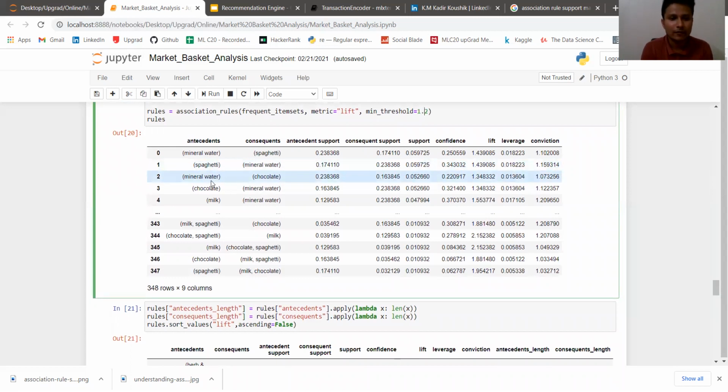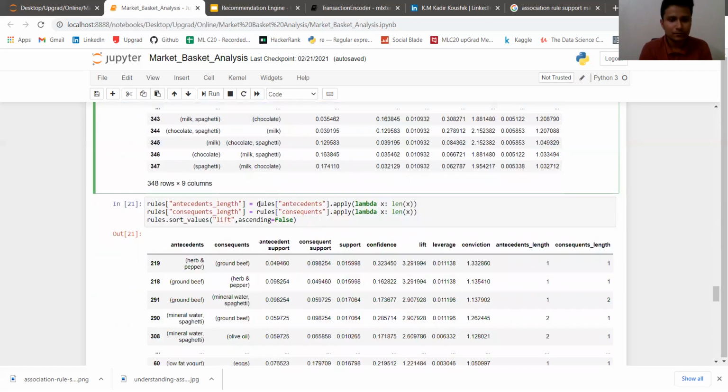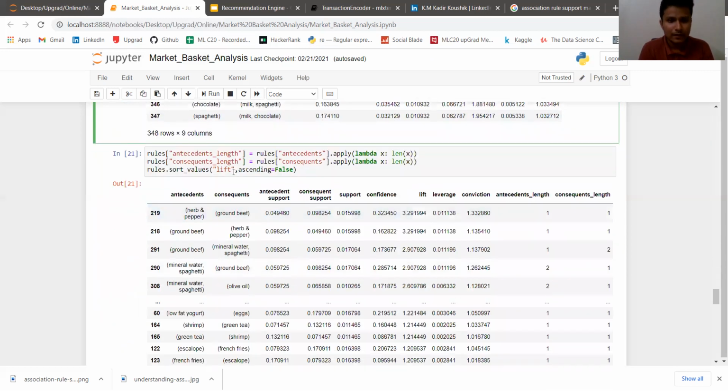Here's how we find it. If we buy mineral water, which has an antecedent support of 20% and a consequent support of 16%, there's a high chance. With a confidence of 22%, we can say that people who buy mineral water are likely to buy chocolate, or people who buy spaghetti are likely to buy mineral water. Also we can say that people who are buying milk are likely to buy chocolate and spaghetti, and so on.